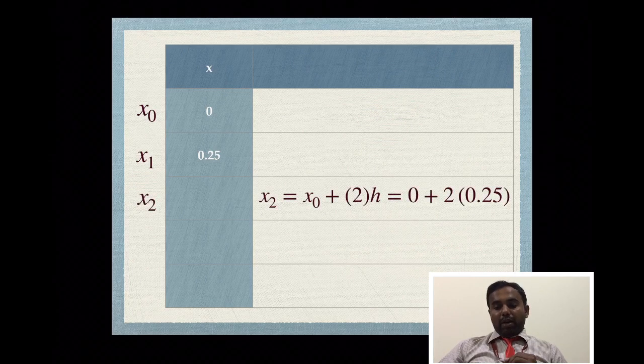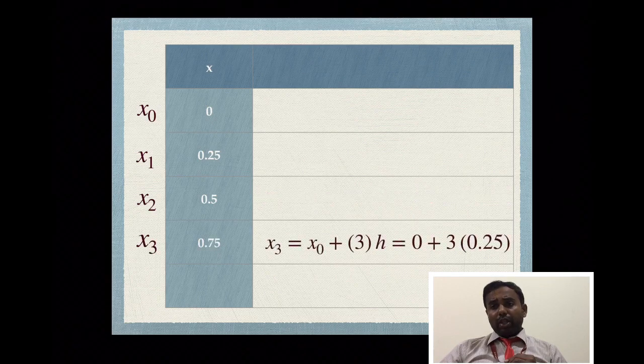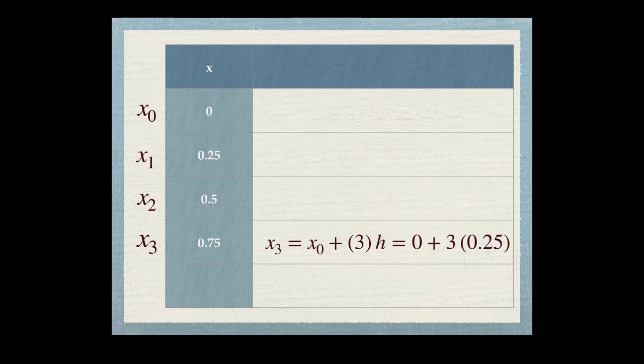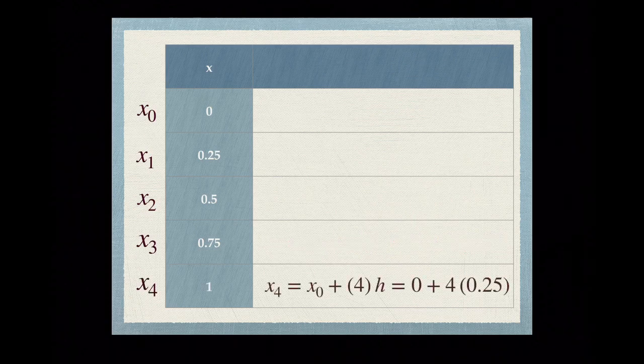In the next stage, replacing n is equal to 2, the same formulation becomes x2 is equal to x0 plus n into h. In place of n, now I have 2, right? Which will be equal to x0 is 0 plus 2 into 0.25, right? 2 into 0.25 is 0.5. Agree? So x2 value is 0.5. In a similar way, x3 value will be 3 into 0.25, which is 0.75, and x4 will be 4 into 0.25, which is 1.